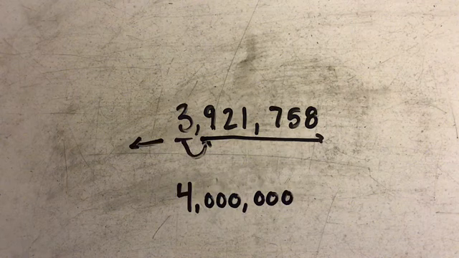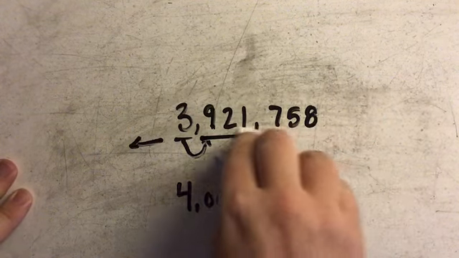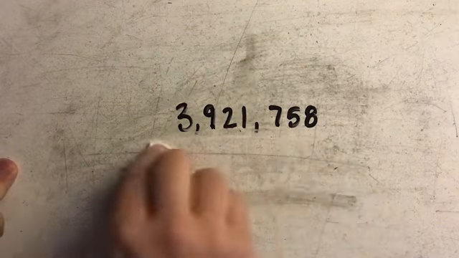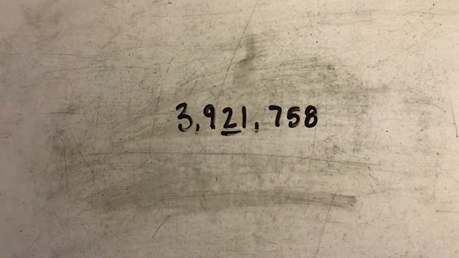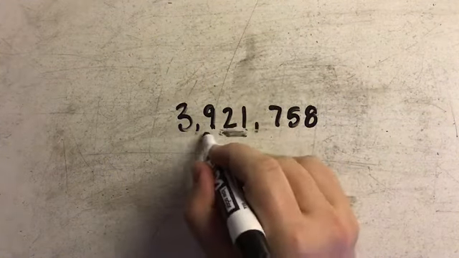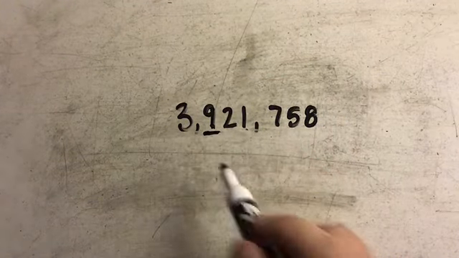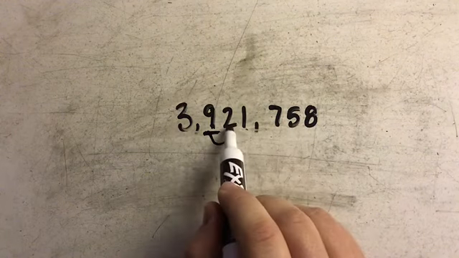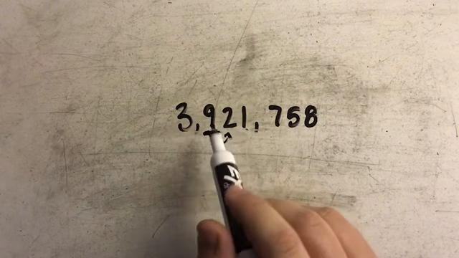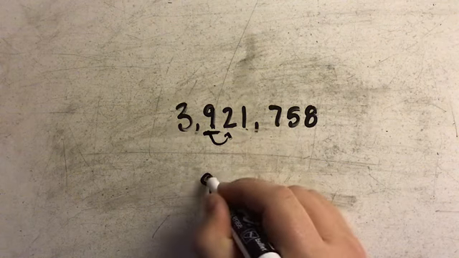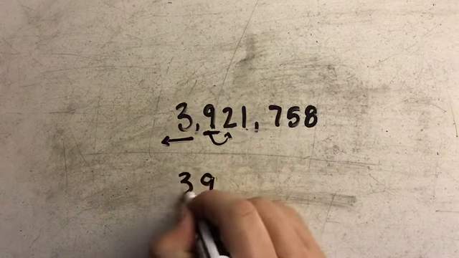So 3,921,758 would round to 4 million. All right, let's look at one more example, and we'll use this number again. This time, let's round to the hundred thousands place. So again, find your place, look next door, 5 or greater, add one more. Since this is not 5 or greater, I'm not going to add one more. That number is just going to stay the same as a 9. Numbers out in front stay the same.